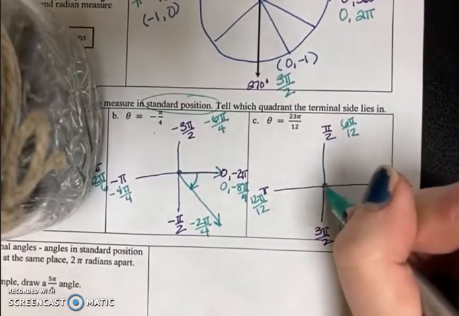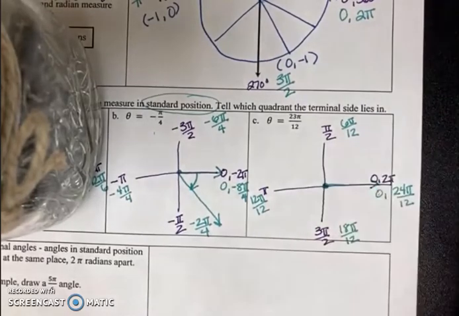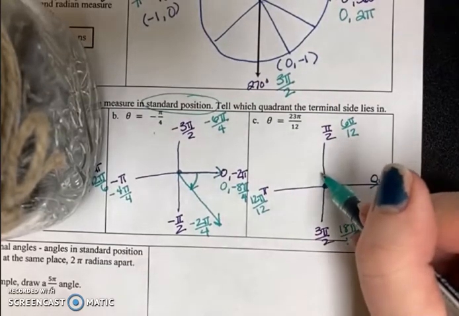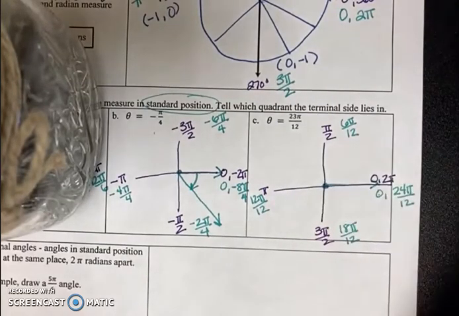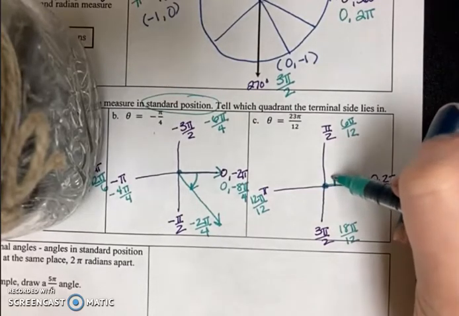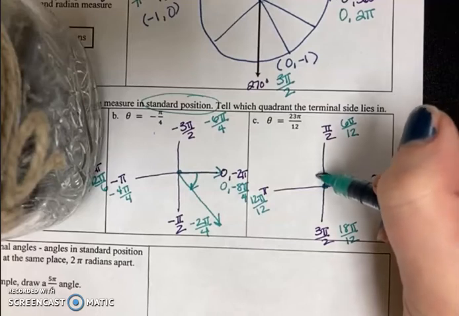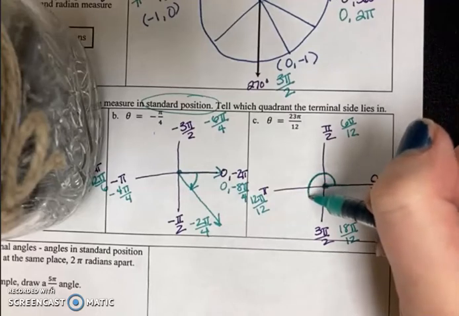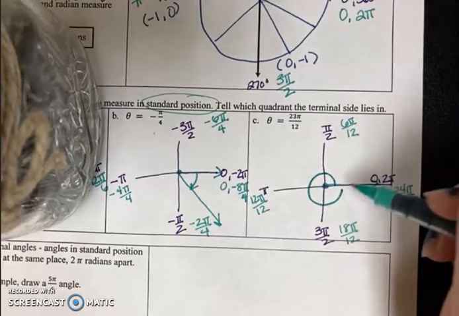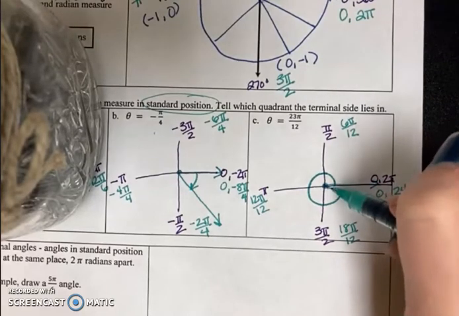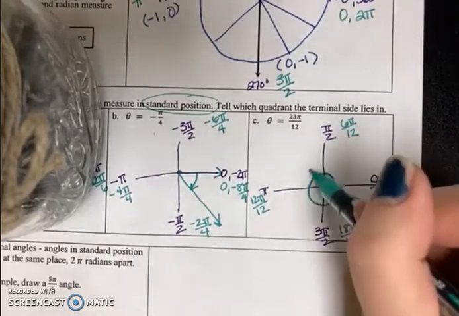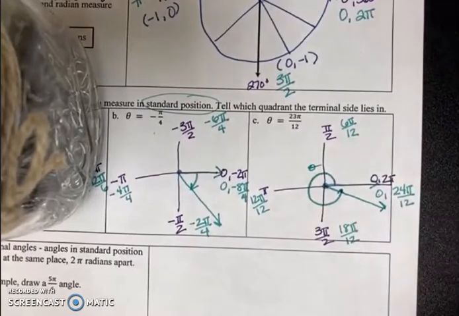We're starting in standard position, so there's my initial side. Because it's positive, I'm going to go in a counterclockwise rotation, and I'm going to stop at 23. So I'm starting here, I go from 0 to 6, but still not enough. 12, 18, and I almost get to 24, but not quite. I'm going to stop really close, and there's my theta, 23 pi over 12.